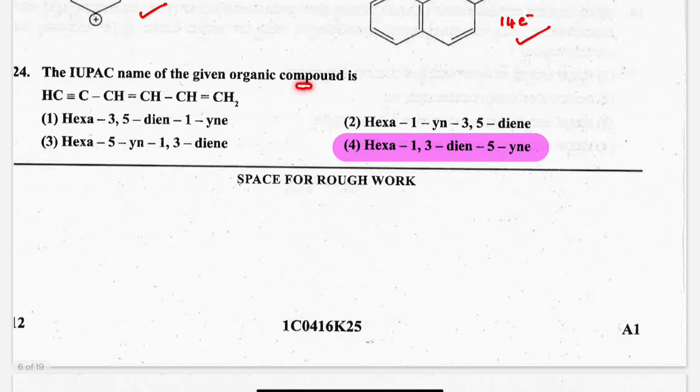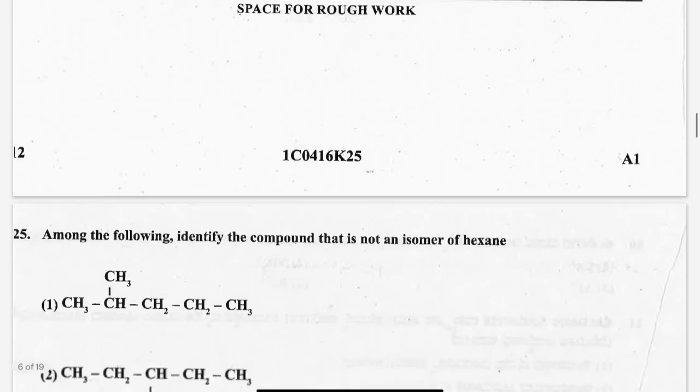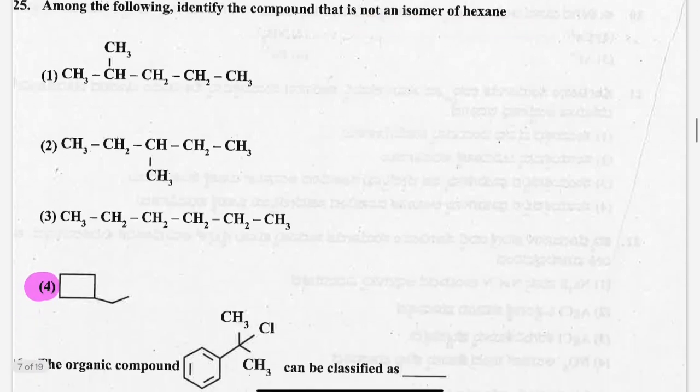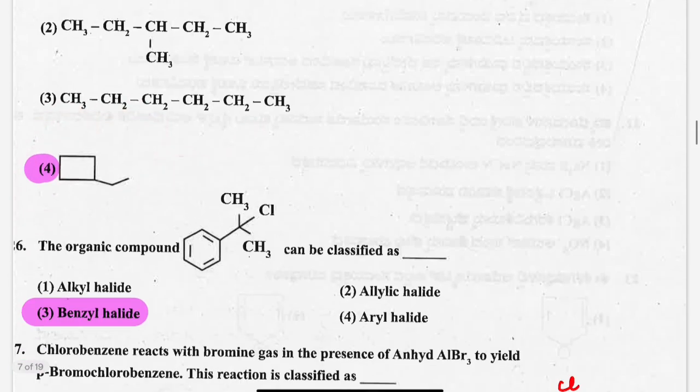IUPAC name of the given organic compound. So here you can see the structure is given and this is the answer. Among the following, identify the compound that is not an isomer of hexane. So you can see this is the correct option.